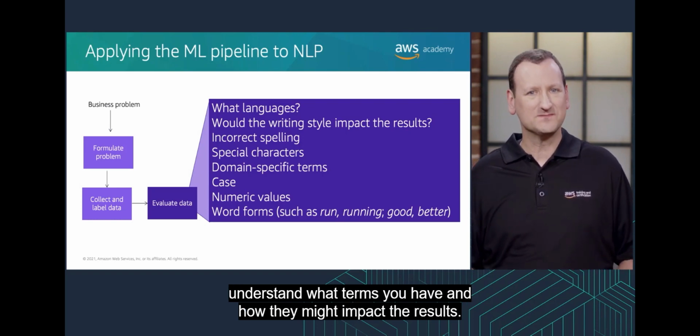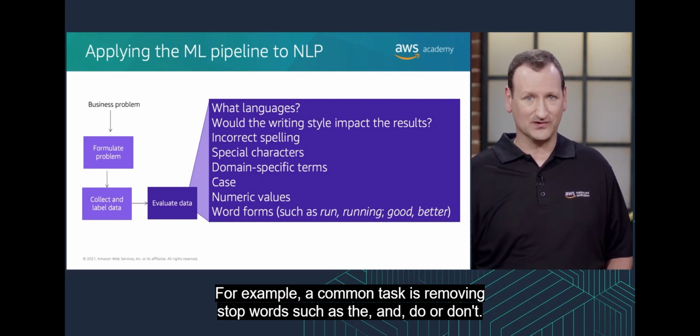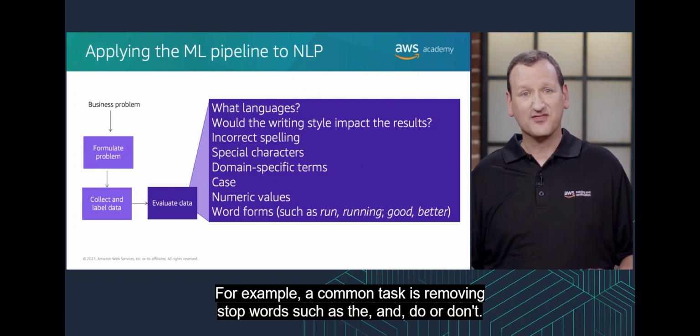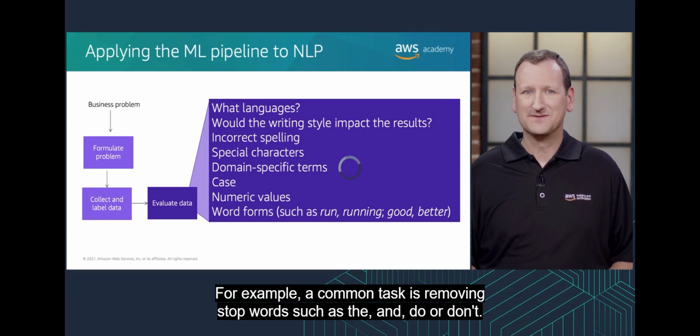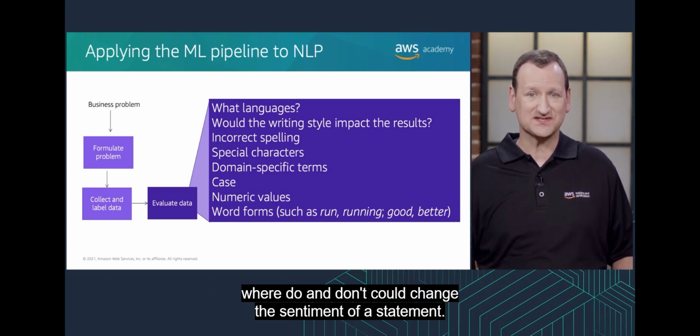Next, you should consider domain-specific terms. It's important to understand what terms you have and how they might impact the results. For example, a common task is removing stop words, such as the, and, do, or don't. However, removing these words can cause problems in sentiment analysis, where do and don't could change the sentiment of a statement.